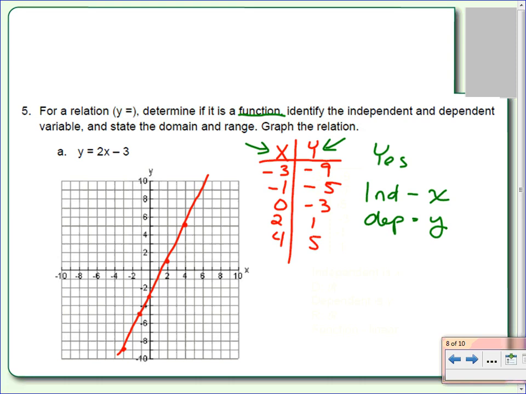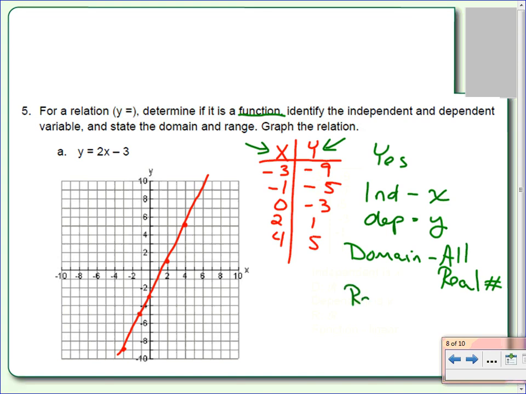State the domain and the range. Domain. The x's. What are the x's? -3, -1, 0, 2, 4. But those are the numbers that I chose. Were there other numbers that I could have used as well? Yes. So I want to include all of those. What is that? There you go. All real numbers. In other words, I could have used -5, -10, -2.5. A lot of other numbers that I could have used.